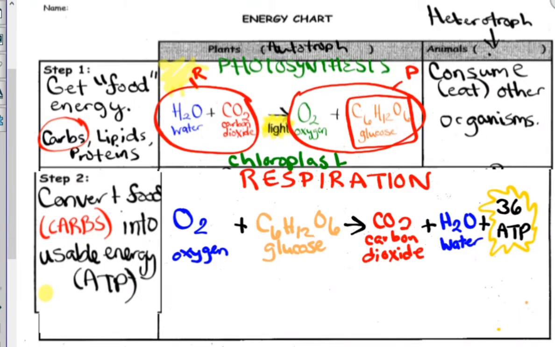I'm going to say it the fancy way and then the easier way. The products of photosynthesis are the reactants of respiration. The products of respiration are the reactants of photosynthesis. It's a cycle. So in other words, what comes out of photosynthesis goes into respiration. And what comes out of respiration goes into photosynthesis.